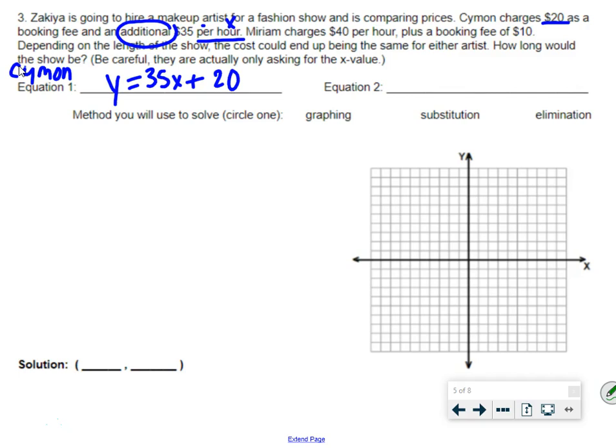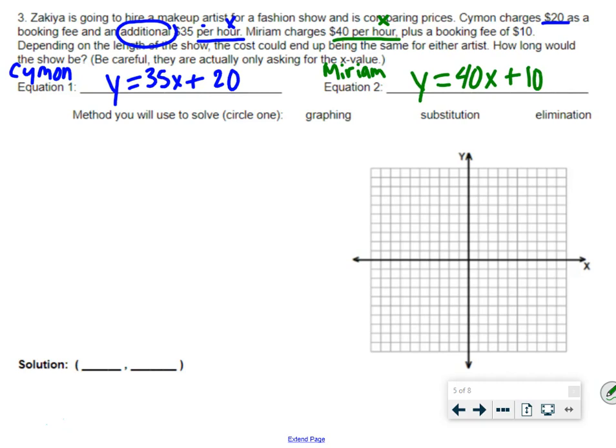Now for the second equation, we have Miriam, who charges $40 per hour plus a booking fee of $10. So Miriam, her cost is going to be $40 per hour. So X is still that hour, so 40X, plus, add sign, a booking fee of $10. So that would be Miriam's equation.